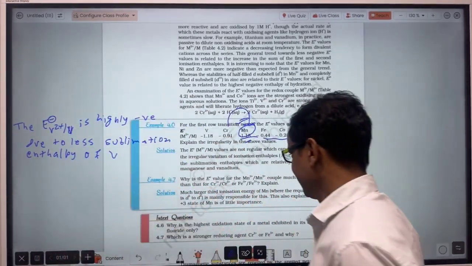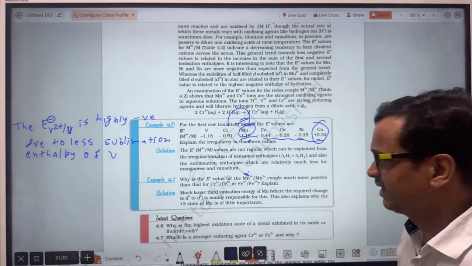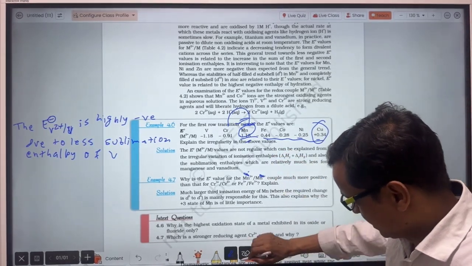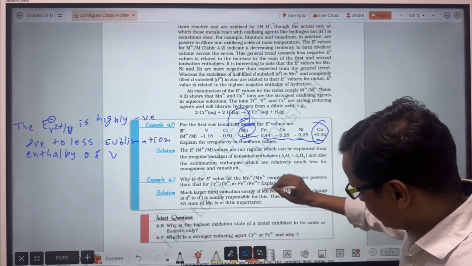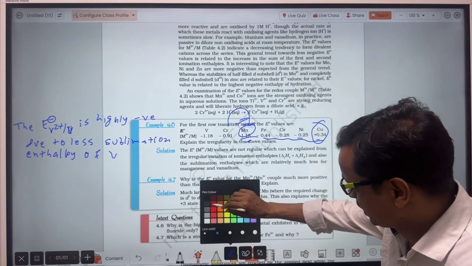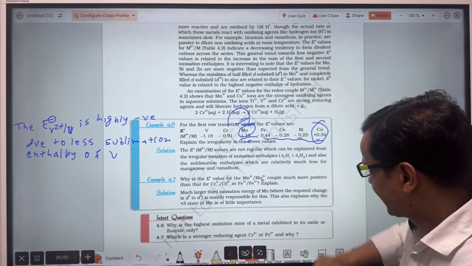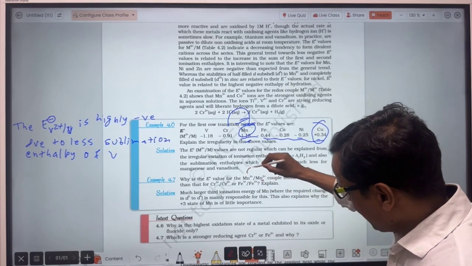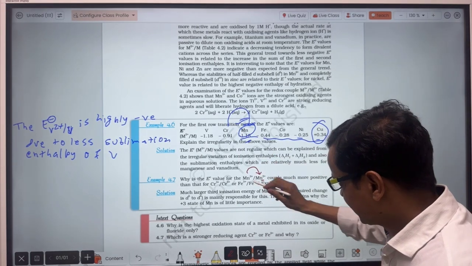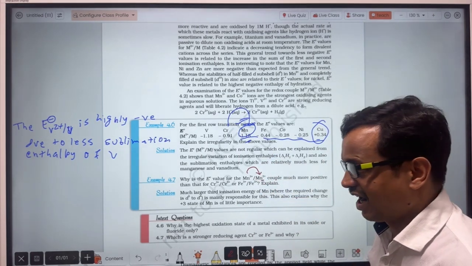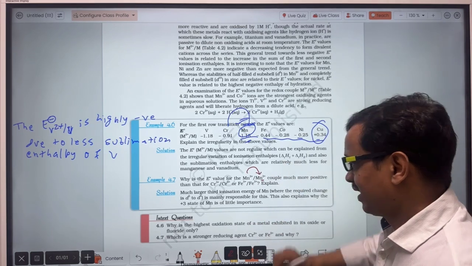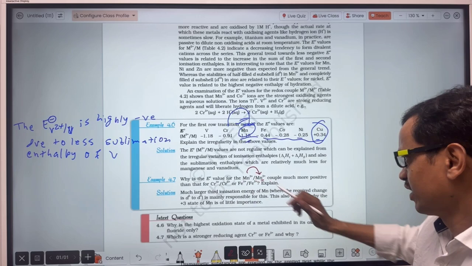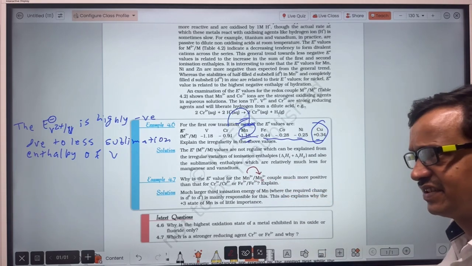So why more positive? Here +3 oxidation state is less stable than +2 oxidation state, because in +2 oxidation state the manganese contains a half-filled d orbital. This one, manganese, contains a half-filled d orbital. So Mn3+ will have a higher tendency to come to +2 oxidation state. So the standard electrode potential will be much more positive.